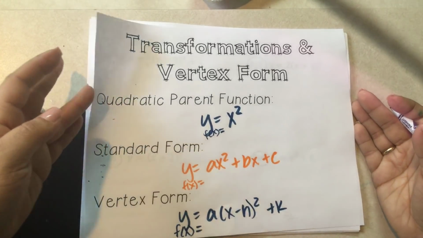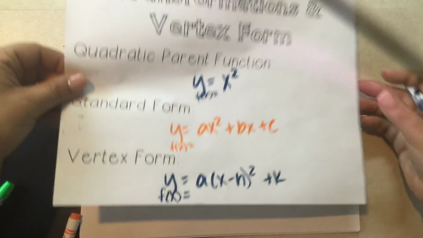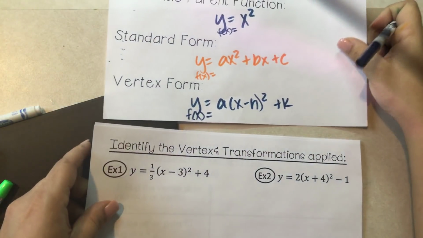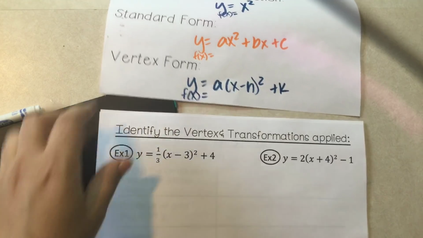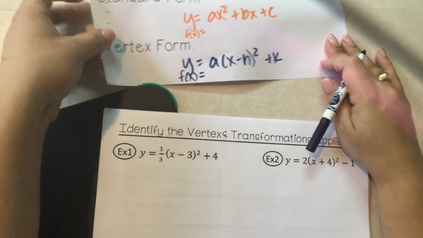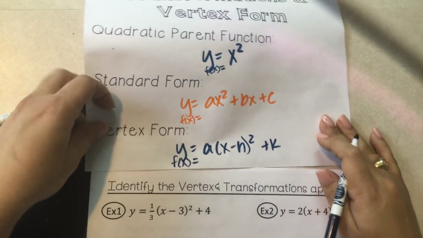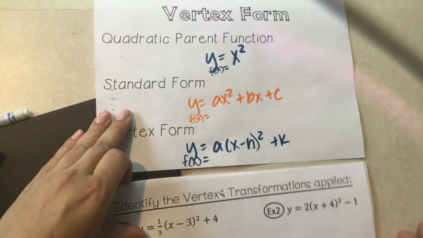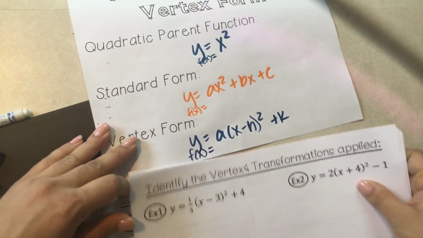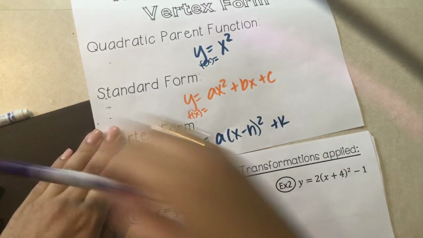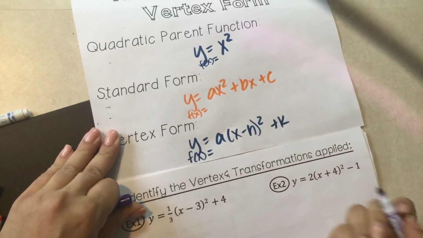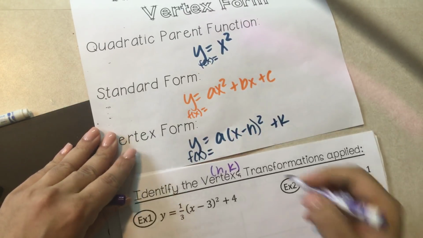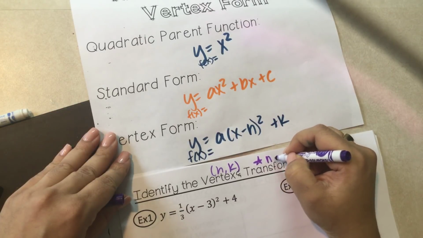This is going to be a very old school PowerPoint, and the next slide is definitely a different paper. I'm going to go ahead and keep our vertex form on here just for these first two. Now, when you're looking at the vertex and the transformations applied, you'll want to recall that your vertex in vertex form is simply the point h, k, and that h is always flipped.